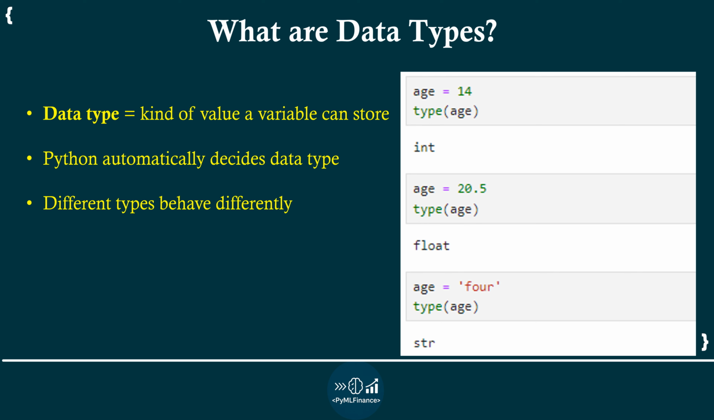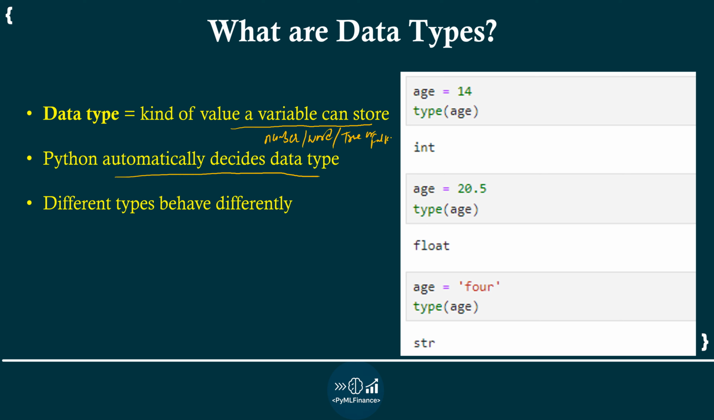A data type simply tells you what kind of value you are going to store, what kind of value the variable will store. It can be a number, it can be a word, or it can be a Boolean value like true or false. Different data types behave differently, and knowing them helps you avoid bugs and write efficient code. The best part is in Python you don't need to declare data types. Python figures it out automatically. So Python automatically decides what data type a variable has.